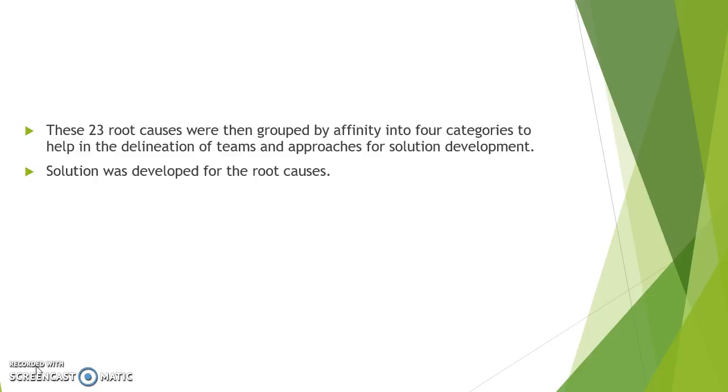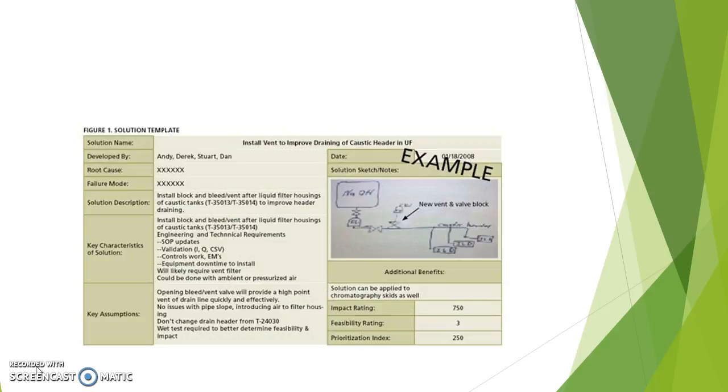The 23 root causes were grouped by affinity into 4 categories to help in delineation of teams and approaches for solution development. Solutions were developed for these root causes. Here is the solution template for a particular root cause.